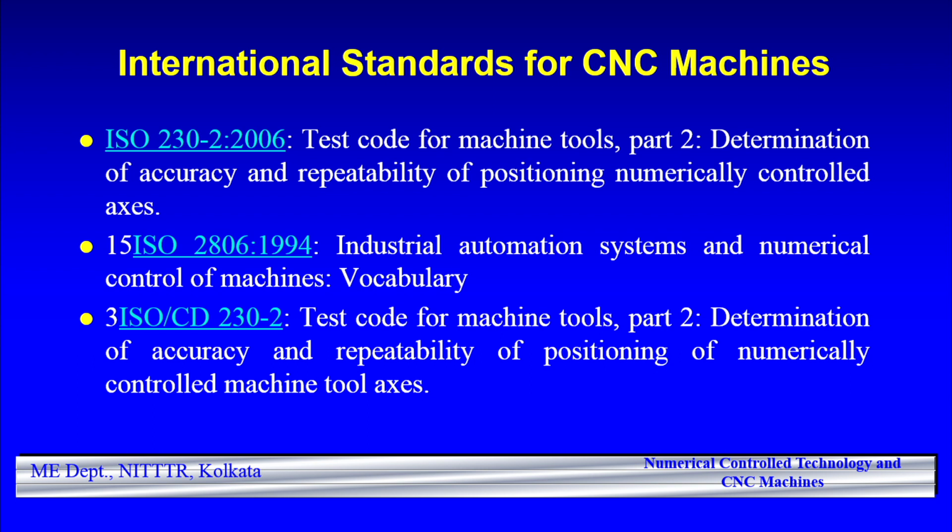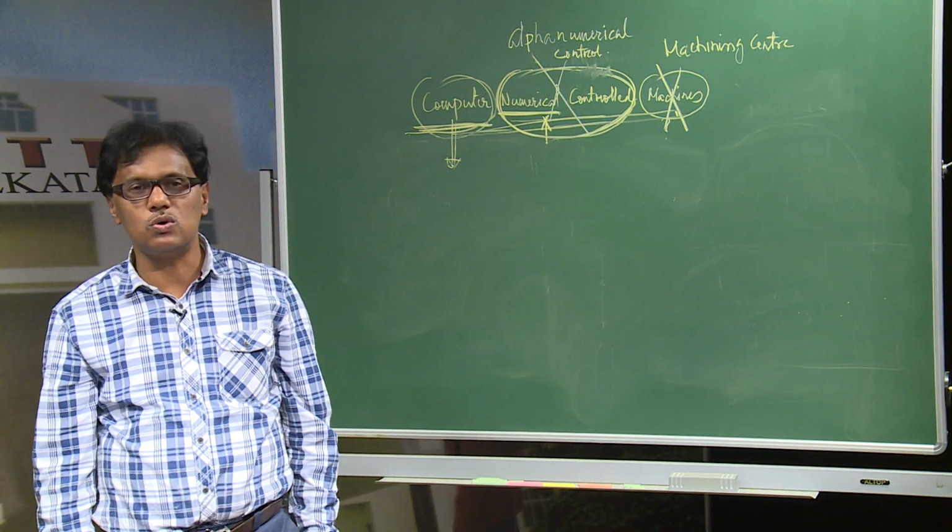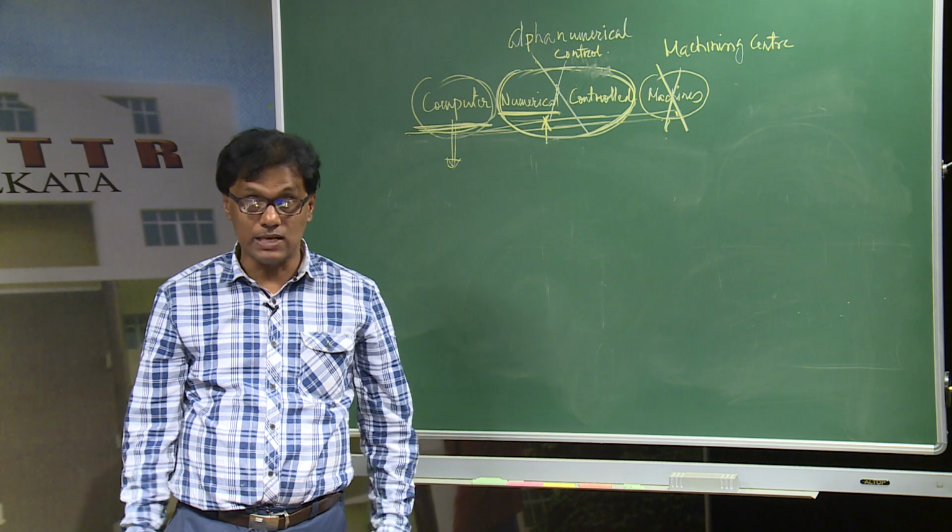Like in any machine, there are some standards in CNC machines also. Just for example, very few standards are given here. This is ISO 230-2:2006, which is called Test code for machine tools, Part 2: Determination. Next is ISO 2806:1994 and so on. There are lots of ISO codes available.